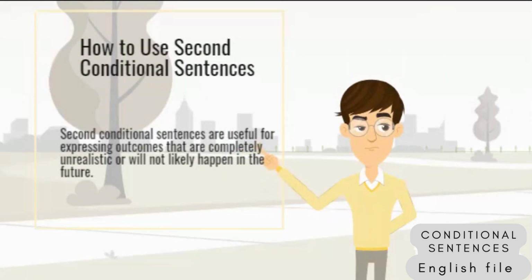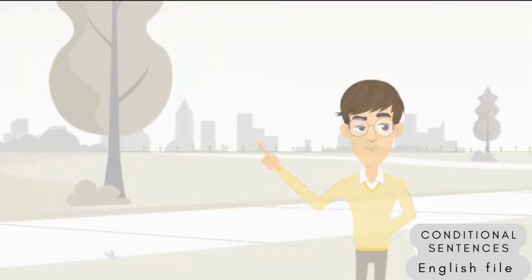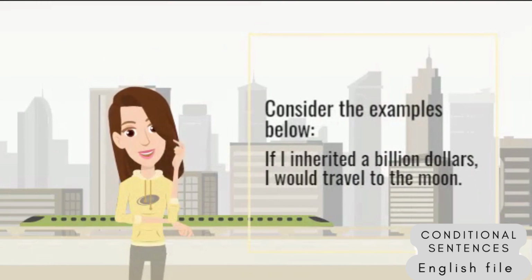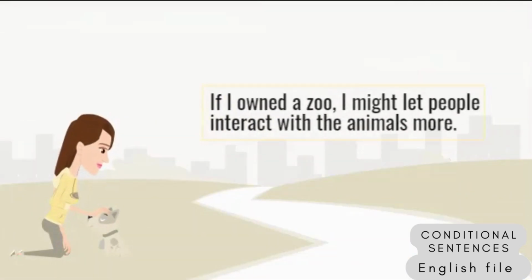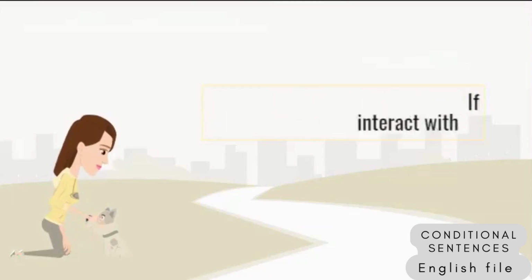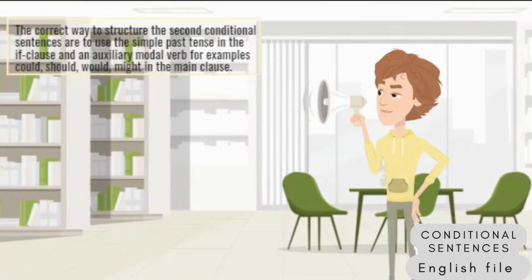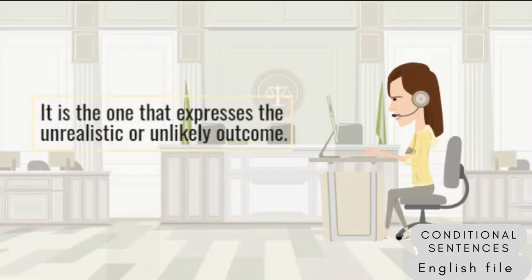Second conditional sentences are useful for expressing outcomes that are completely unrealistic or will not likely happen in the future. Consider the examples below. If I inherited $1 billion, I would travel to the moon. If I owned a zoo, I might let people interact with the animals more. The correct way to structure the second conditional sentences is to use the simple past tense in the if clause and an auxiliary modal verb, for example could, should, would, might in the main clause. It is the one that expresses the unrealistic or unlikely outcome.